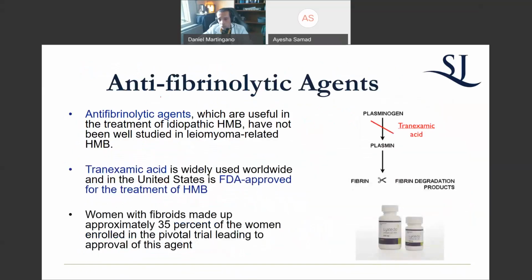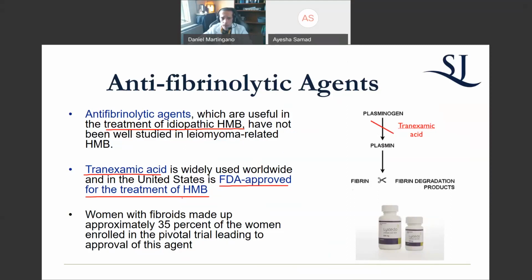Now, the last class of medicines we'll speak about are the antifibrinolytic agents. Something that's been really popular in the field of obstetrics and gynecology is the use of tranexamic acid. Tranexamic acid is an antifibrinolytic, okay? So it works on the coagulation cascade. It's used in the treatment of idiopathic heavy menstrual bleeding, meaning that there's no reason identified. It is FDA approved for heavy menstrual bleeding.